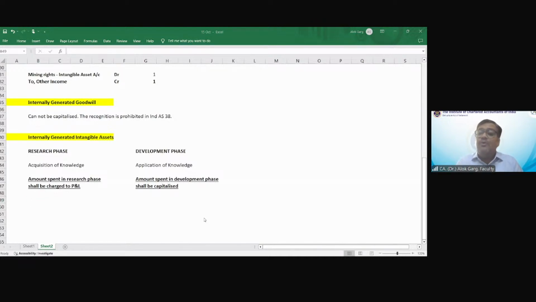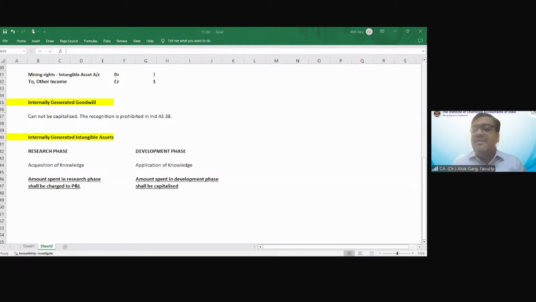Sir, but how do we know that development phase has started? How will we know? In CA, you said that after clearing the exam we will be able to know. We will be able to know that development phase has started. But sir, how will we know that development phase has started in the normal life of a company where the company is developing some intangible assets? Friends, the standard says that development phase will start when 6 conditions are satisfied.